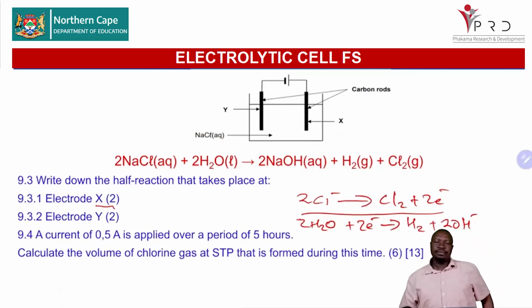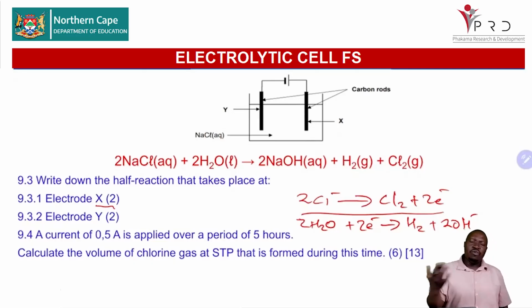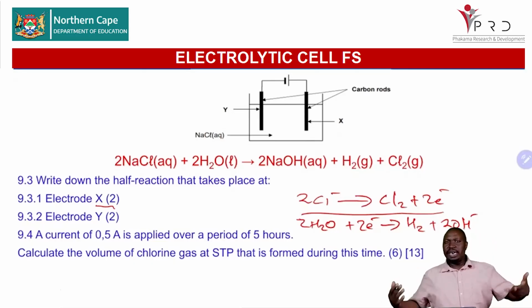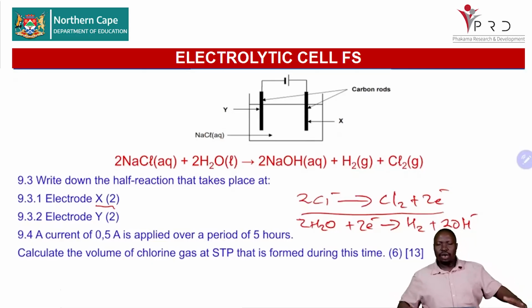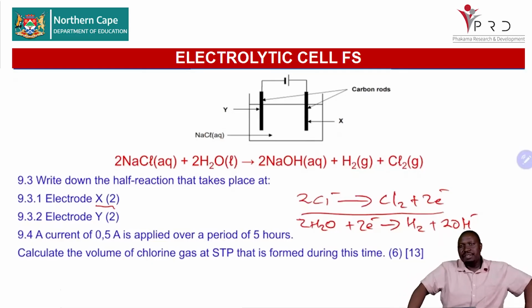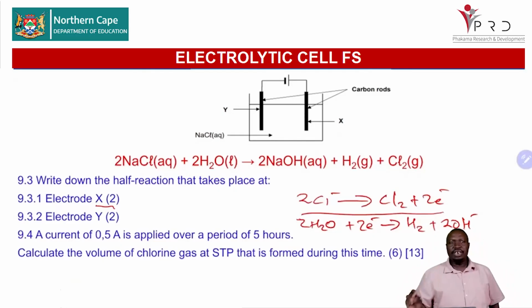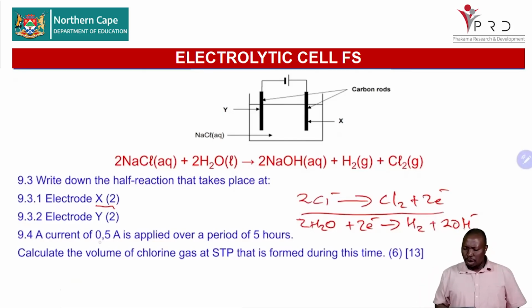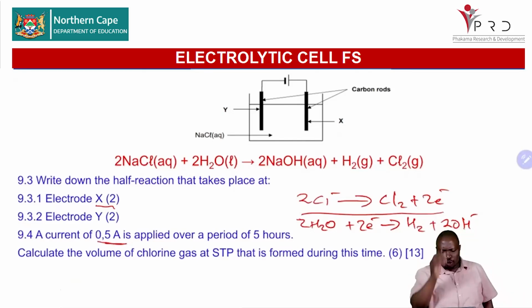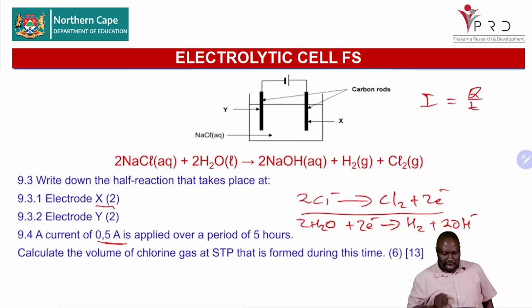You have seen that we're moving towards more calculations now, and our examiners are asking us questions that involve the current, the charges, the molar volumes and the number of particles, all that grade 10 and 11 information, and you are able to utilize it. Look at 9.4. It's saying a current of 0.5. Immediately when you see current, you know it's the rate of flow of charge. I equals Q over t. That's what comes to your mind.